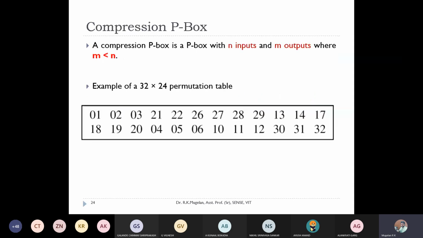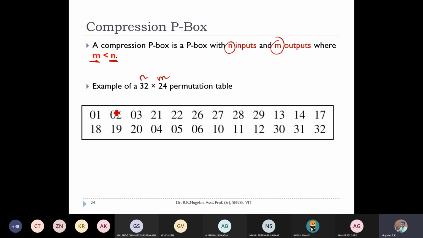Next we move on to compression p-boxes. As the name denotes, we will have two different sizes of inputs and outputs, like n number of inputs and m number of outputs, where the output will always be smaller than the number of inputs. So how are they going to reduce it? For example, in this case, you have 32 cross 24. That is, you will have 32 inputs and 24 outputs. So in compression p-boxes, they will be dropping certain input values.